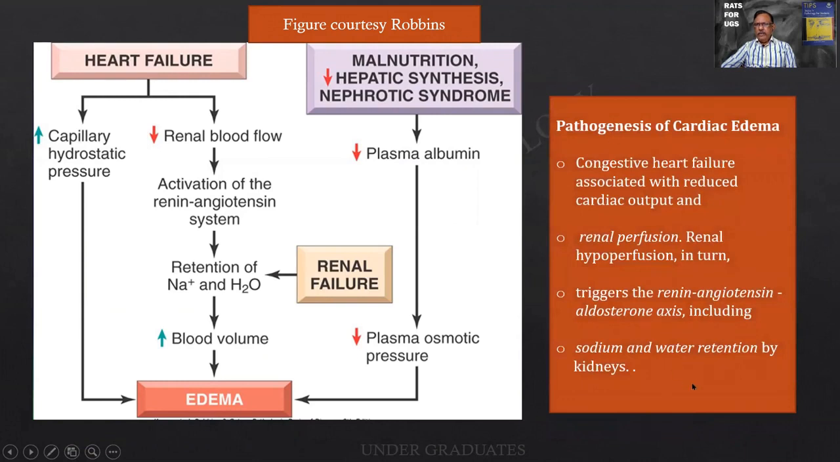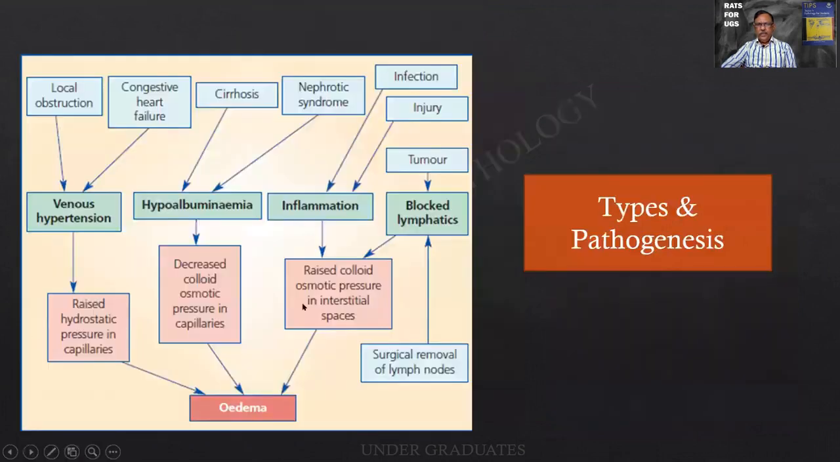Pathogenesis of cardiac edema, the same thing I have mentioned over here. What are all the various causes? What is the mechanism? Which is again given over here. Kindly read this. And causes of edema, the types and pathogenesis. Local obstruction, venous hypertension, leading to hydrostatic pressure, edema. Cardiac failure, venous hypertension, hydrostatic pressure, edema.